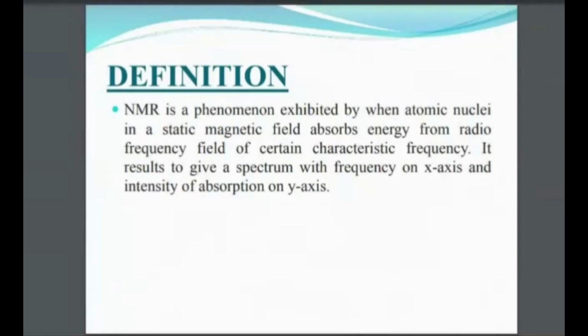Definition: NMR is a phenomenon exhibited by atoms when atomic nuclei are in a static magnetic field. This word is very important: static magnetic field. Okay, so an external field is applied. These nuclei absorb energy from a radio frequency field of certain characteristic frequency. So basically, they absorb the energy from radio waves. It results in a spectrum with frequency on the x-axis and intensity of absorption on the y-axis.